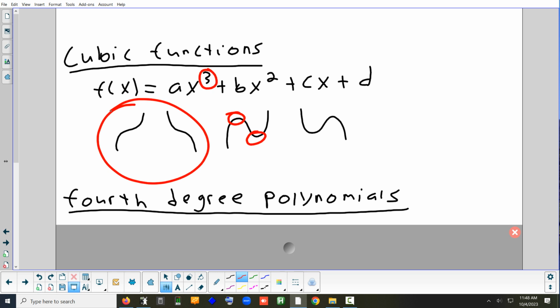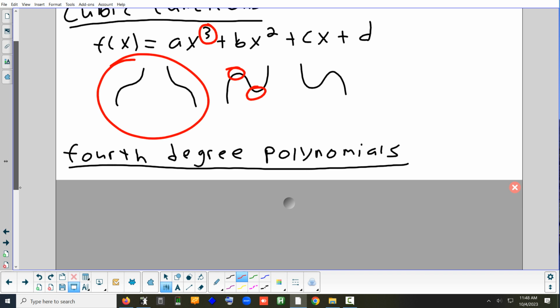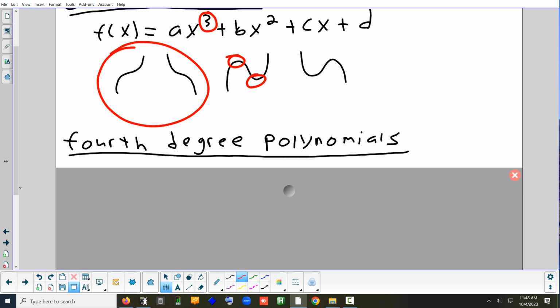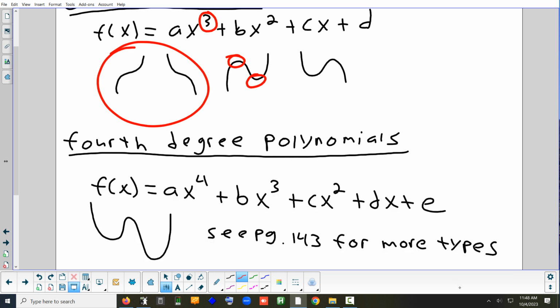How about a 4th degree? How many times could that turn at most? 3. So you could get a 4th degree that has a W shape to it. It has 3 turns. 1, 2, 3. Another way to think of the degree is if you put your x-axis in right there. How many times does it cross the x-axis? 4. So the 4 is the maximum number of times it could cross the x-axis.